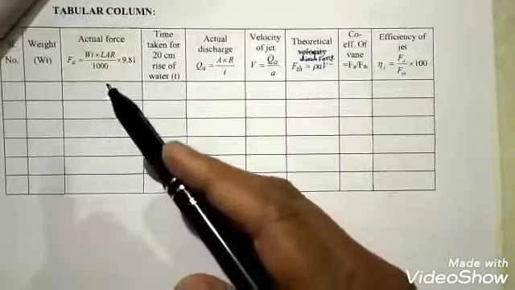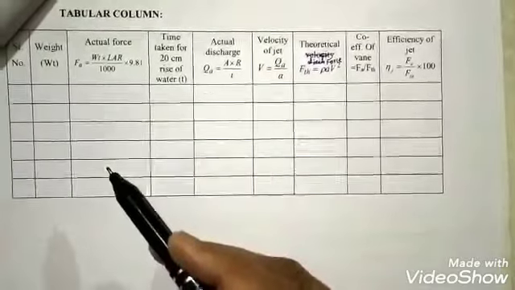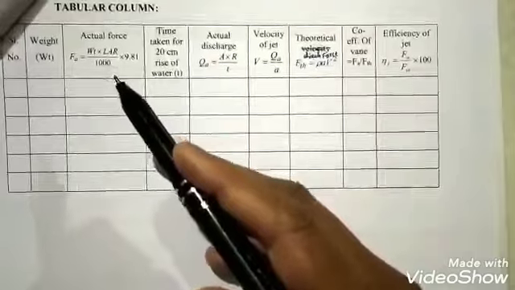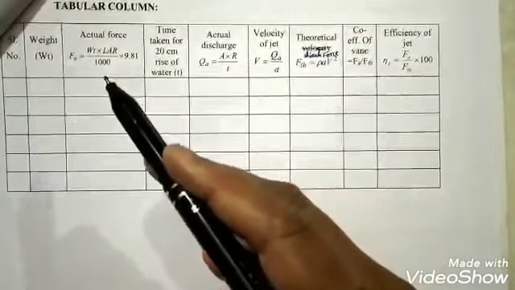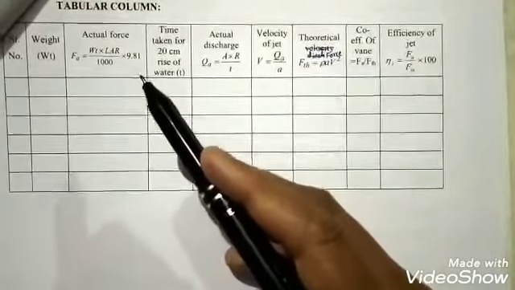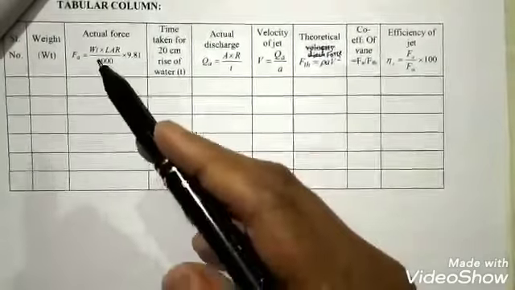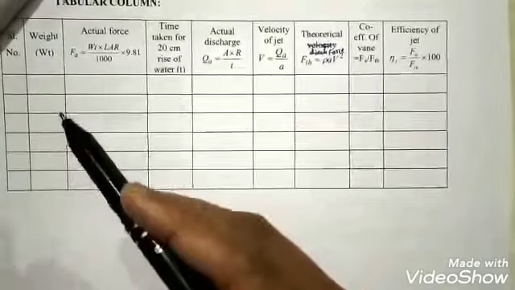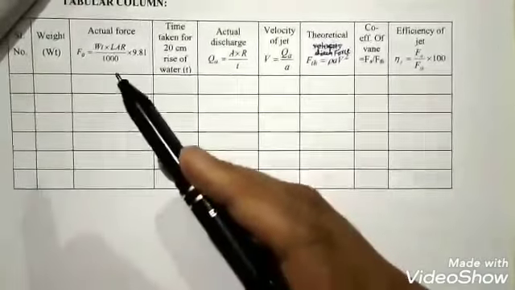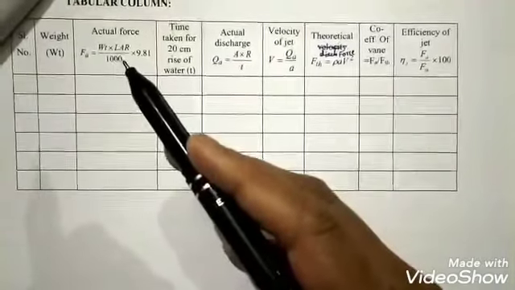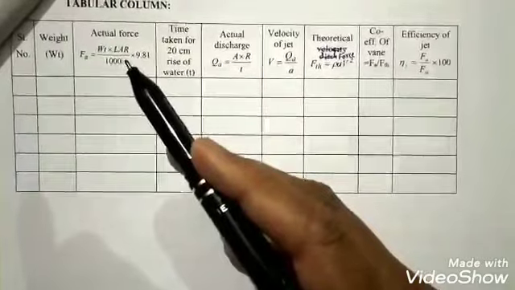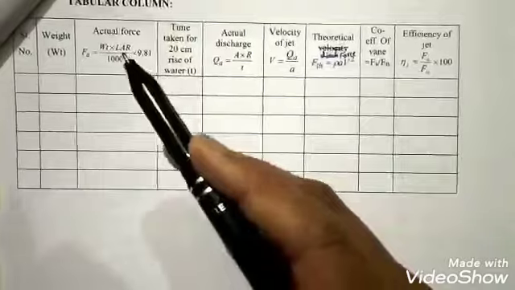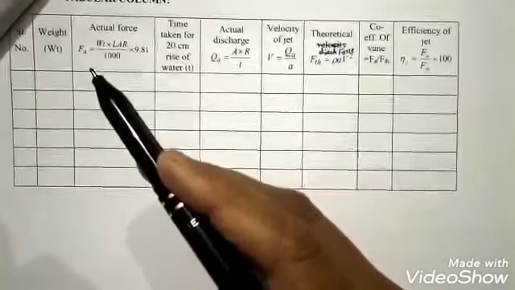The next column is related to the actual force. The actual force formula is FA equals weight into LAR, nothing but lever arm ratio, divided by 1000 into 9.81. In this equation, weight we can obtain from the previous column, 50, 100 and so on for different trials. The lever arm ratio we have already calculated in the observation. We use that value divided by 1000 into 9.81, and we can obtain the value of actual force.